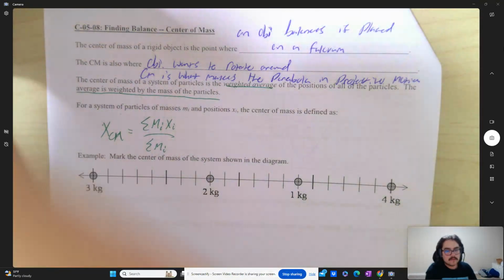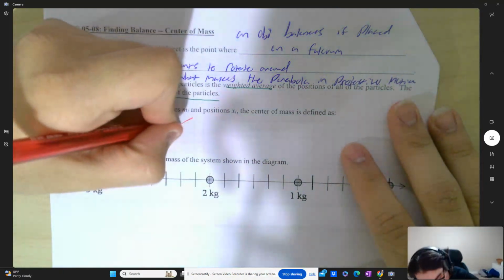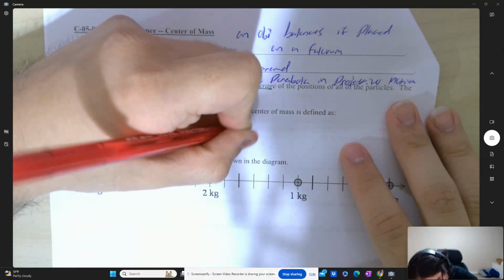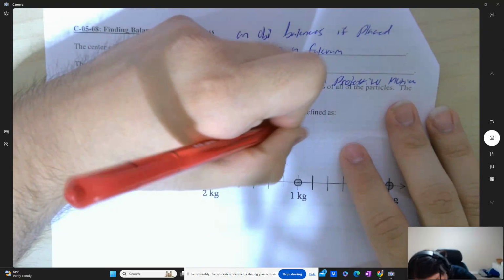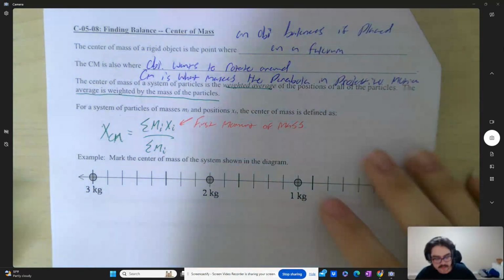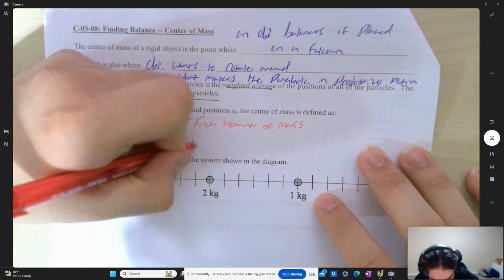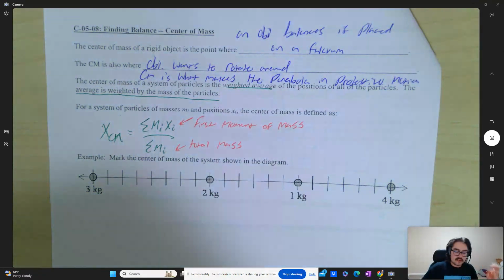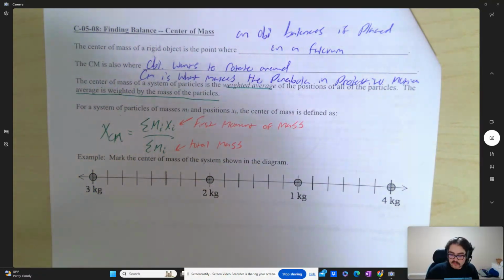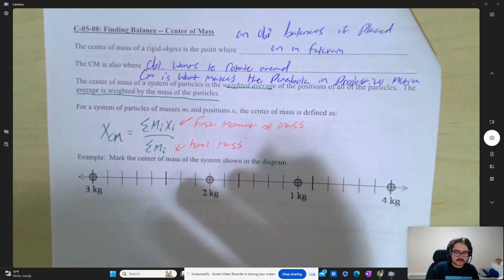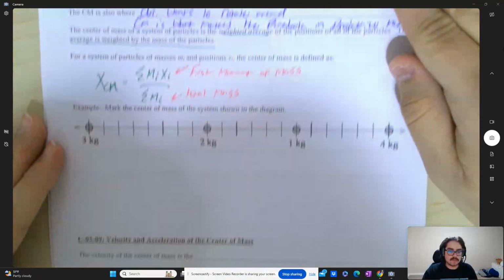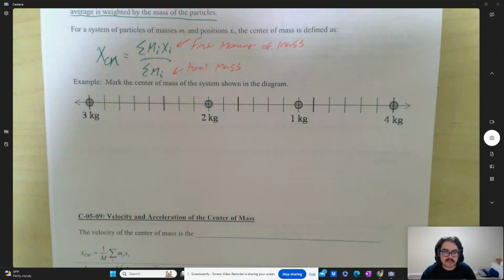This part on the top, we call this the first moment of mass. That's more of a formal definition of what it is. And this part down here is just the total mass. So you're just adding up all of the masses together in the system to get the total mass of the system. You don't really need to know that that's what it's called. It's just a more proper definition, so if you Google it or something, you know what that is.